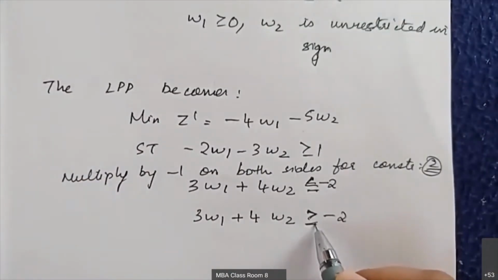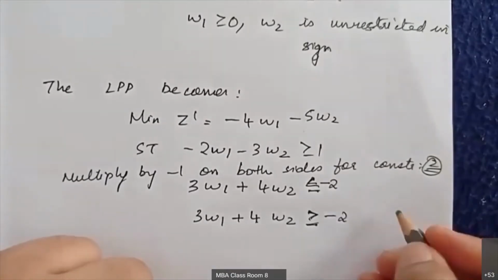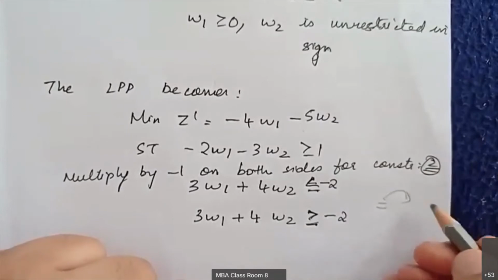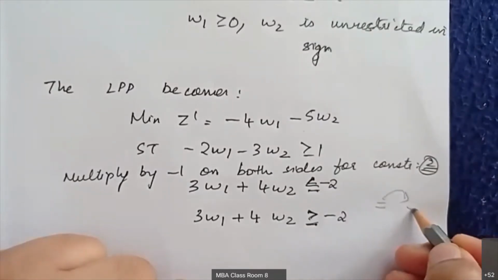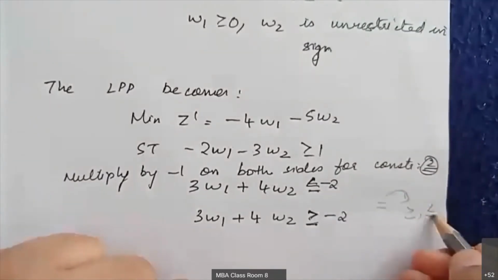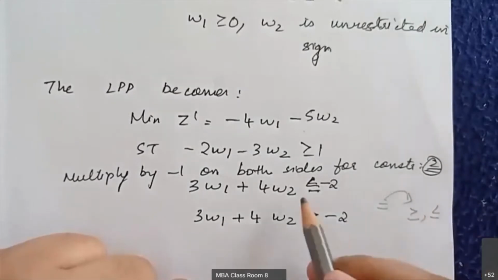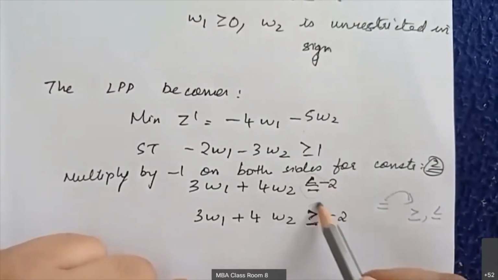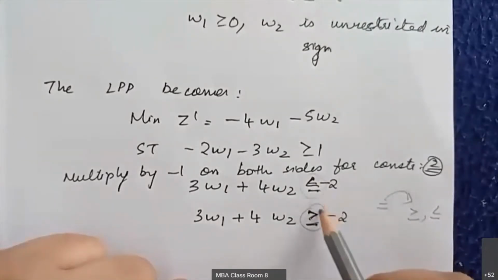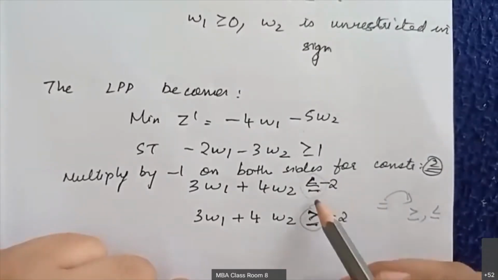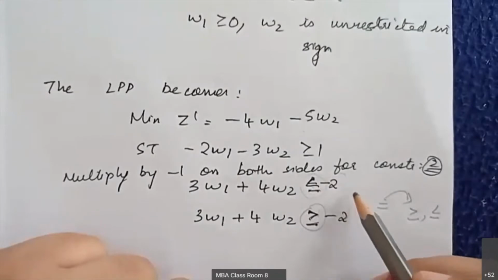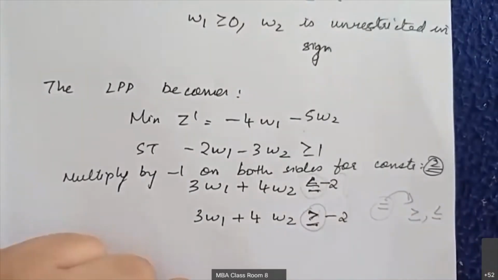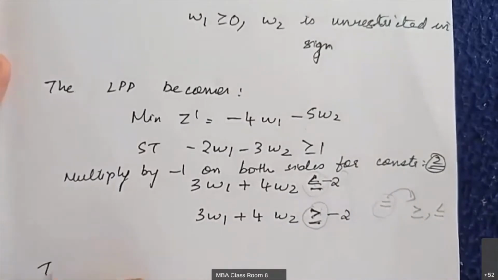So what you can do is, initially, when we had equal to in the primal LPP, what did we do? We replaced it with greater than or equal to and less than or equal to. Similarly over here we are having greater than or equal to and less than or equal to. So instead of having two constraints here, we can just replace these two constraints with a single constraint having an equal to. Is it clear?